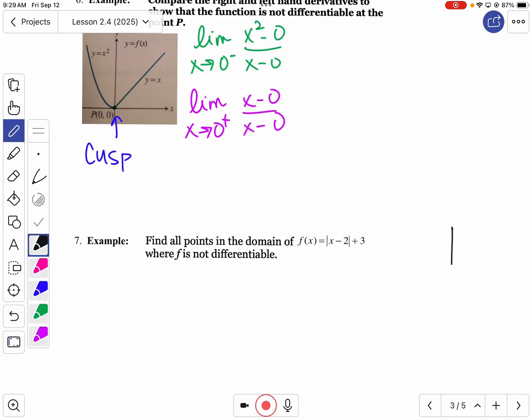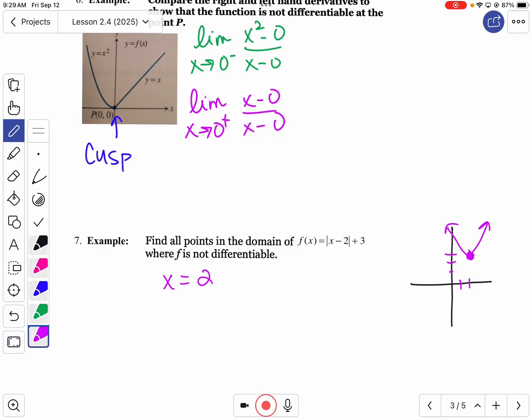It's absolute value, which means it's a V. So basically, I just got to know where's the vertex. If I were to graph this absolute value, where would I send it? I'd send it right 2 and up 3. It wants to know values of the domain. So do I care about the y values? Nope, I just care about the x. Where is it not differentiable? At x equals 2. So that's all you'd have to do on that one.